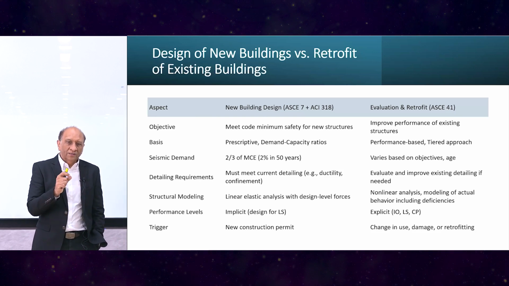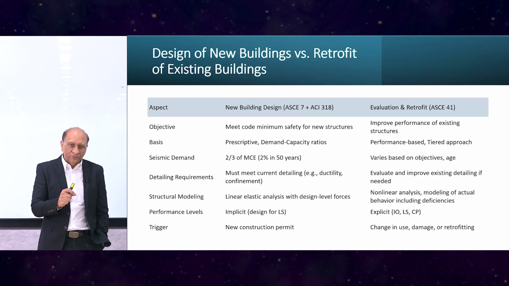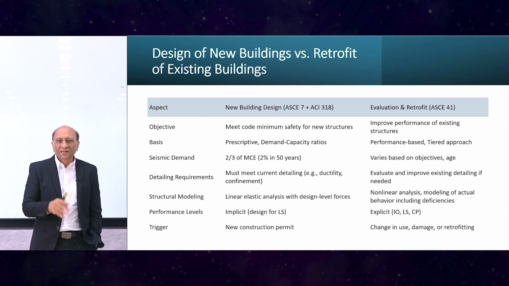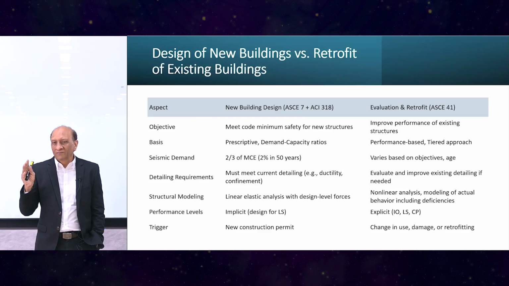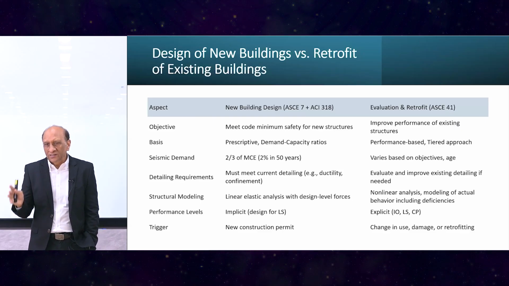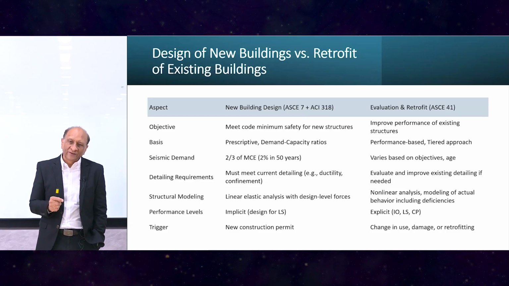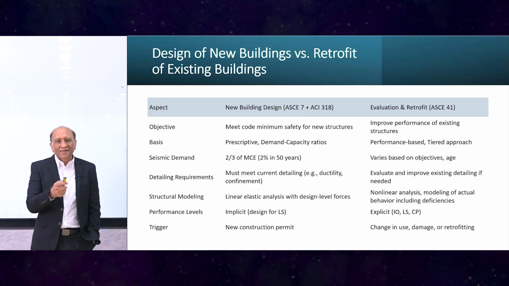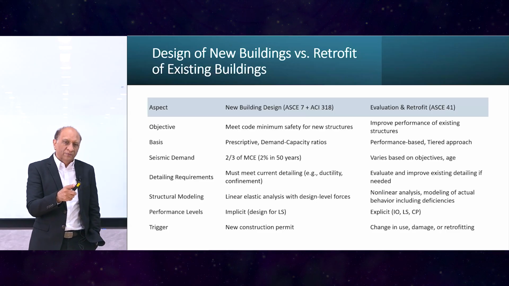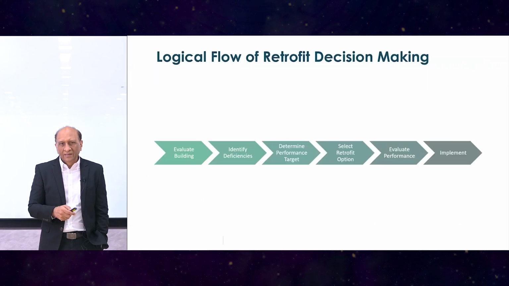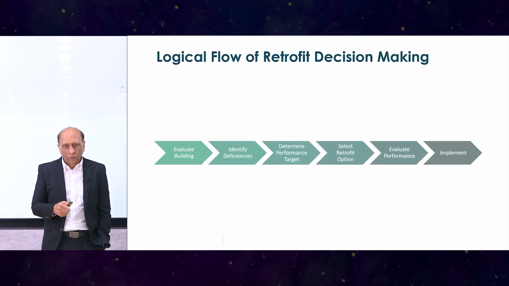Performance levels for new design are implicit, not explicit. We design for life safety, primarily, that is the intention, but no proof. But for evaluation and retrofit, it is explicit: immediate occupancy, life safety, and collapse prevention have to be proven. And then the trigger is, for new construction, a permit is obtained, and for existing buildings, a change in use, damage, or retrofitting is determined.